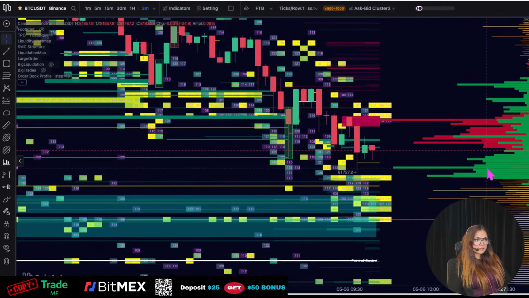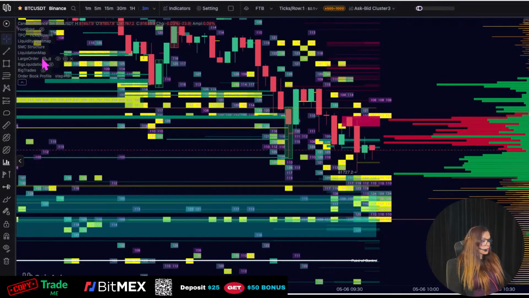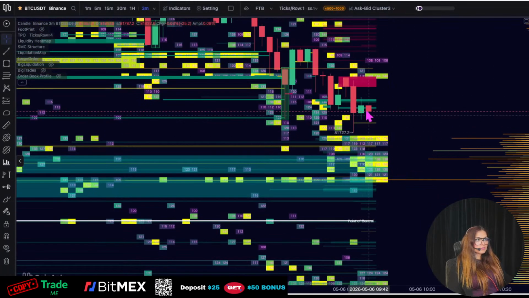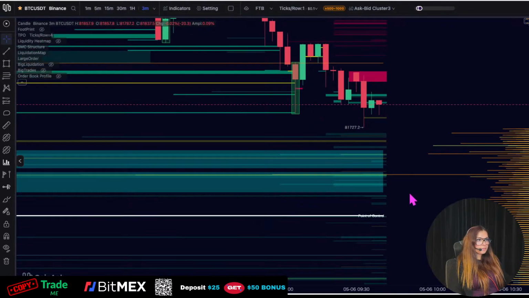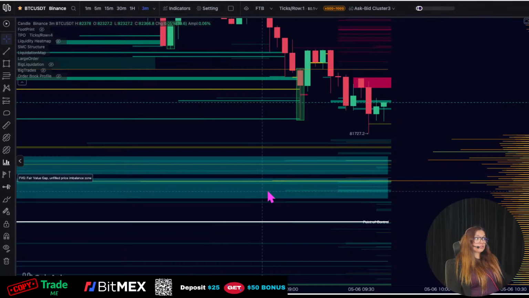All right, we have a lot of buy orders coming in, buy and sell orders. Large orders, order book profile. I'm just going to get rid of that for now. Well, let's have a look at what's happening here. Okay, let me remove the liquidity heat map. Here we go. So we have the fair value gap, or the two fair value gaps.